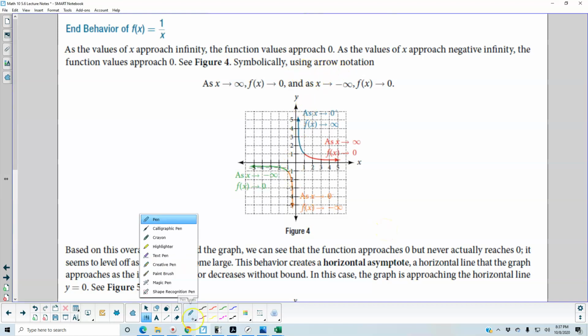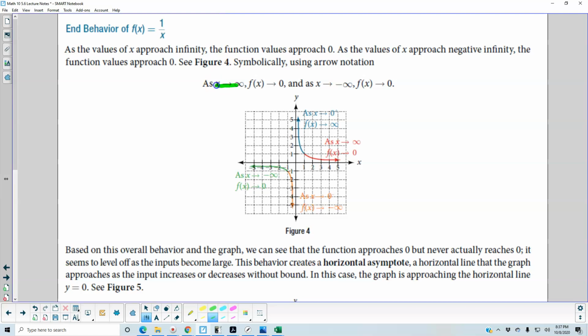So if we take a look at x approaching positive infinity, what happens to the function? It's approaching 0. So that is right here. As x is going towards positive infinity, what's happening is that the function is approaching 0. It's getting close to 0 on the x-axis.